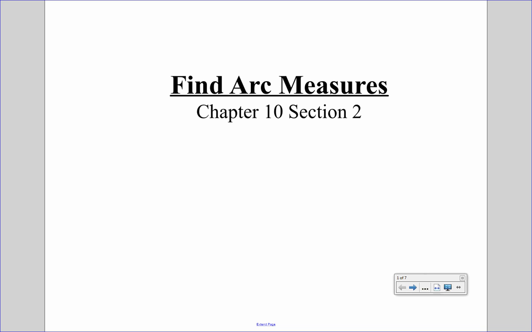Well, if we draw a circle, the perimeter of that circle is called the circumference. Now, a part or piece of that circumference is an arc. So if I go from here to here, that is called an arc. It is a piece of the circumference. So we're going to be finding the measurements of arcs today, of circles.